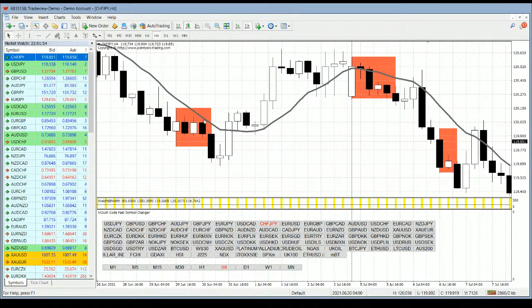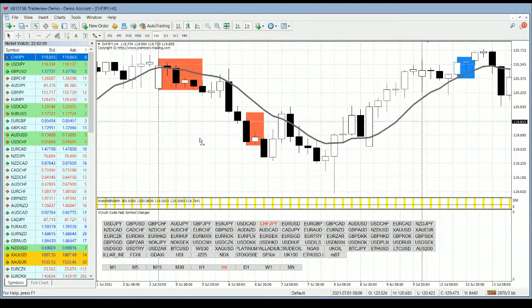So when you see tomato color, it means that the inside bar was broken bearish. It was broken down, going bearish. That is why it turns tomato color.